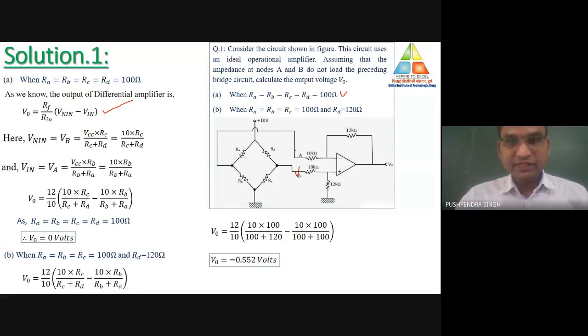And inverting terminal voltage is VA. So what is VB? This is your VB now. So indirectly both the terminals are individually grounded. Both the terminals are individually grounded. This is your source of supply. Plus 10 volt is source of supply.